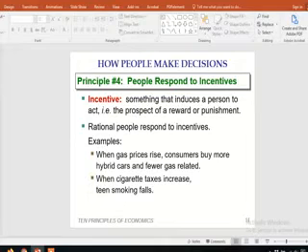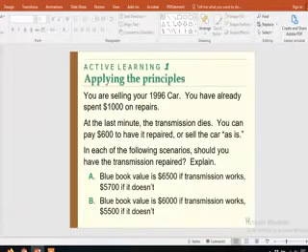An incentive is something that induces a person to act, the prospect of a reward or a punishment. Rational people respond to incentives. For example, when gas prices rise, consumers buy more hybrid cars and fewer gas guzzlers. When cigarette taxes increase, teen smoking falls. Simple rule, simple principle. This is principle number 4.